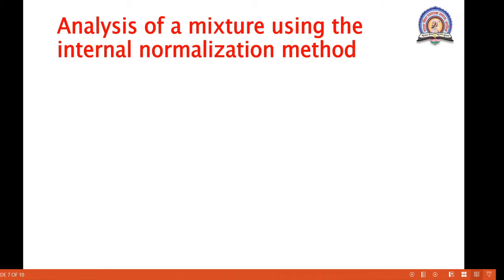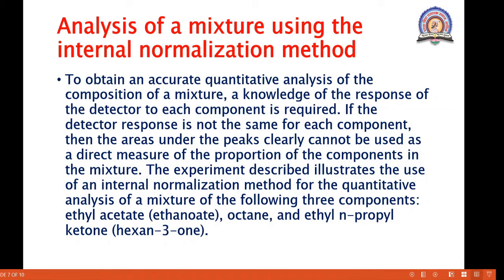Then we see the analysis of a mixture using the internal normalization method. To obtain an accurate quantitative analysis of the composition of a mixture, a knowledge of the response of the detector to each component is required. If the detector response is not the same for each component, then the area under the peak clearly cannot be used as a direct measure of the proportion of the component in the mixture.